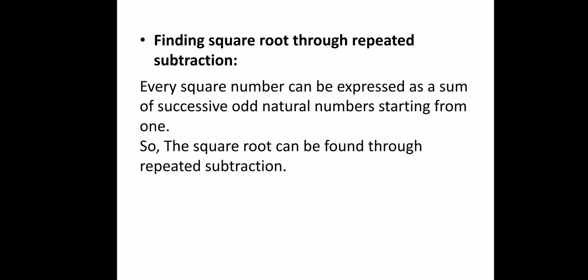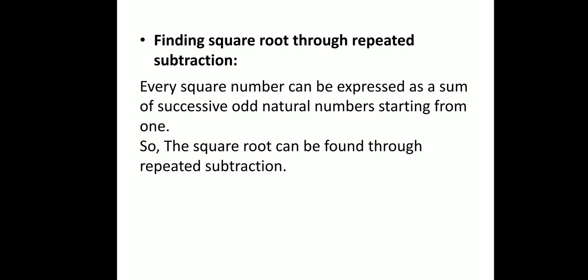Now, how can we find out the square root of a given number? Finding the square root through repeated subtraction is one of the methods through which we can find the square root. More methods we will be learning in further lectures. Coming to this topic, how to find the square root through repeated subtraction: every square number can be expressed as the sum of successive odd natural numbers starting from 1. So, the square root can be found through repeated subtraction.